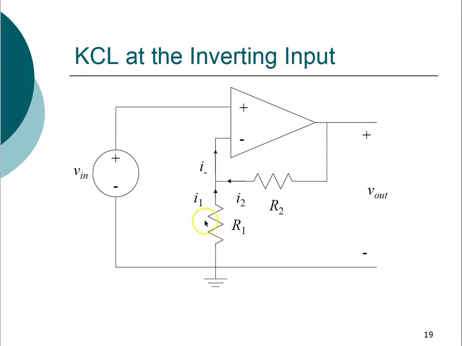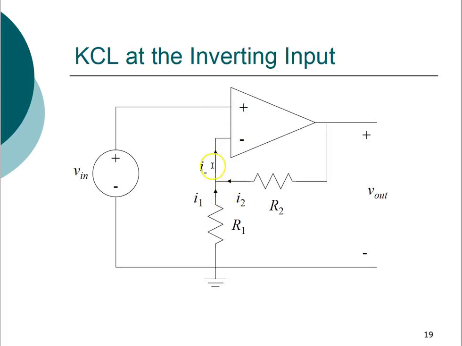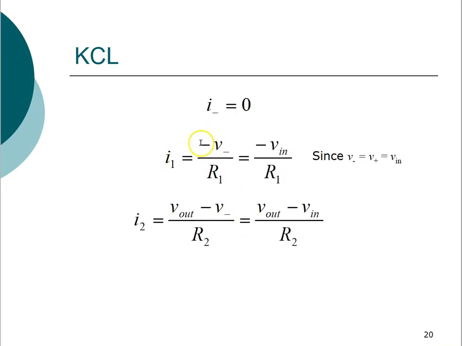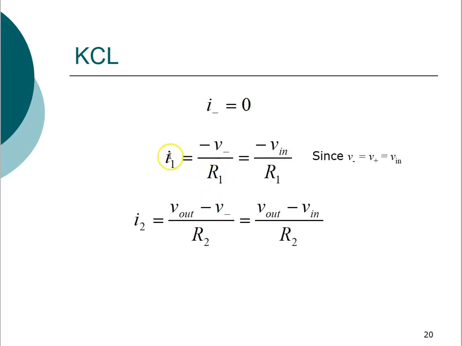So we will use this KCL equation next. So I dash or I negative is equal to 0. Why? Because we are considering the ideal op-amp properties, which means the input impedance is infinite. So that's why your I negative is going to be equal to 0. So this is 0, and then these have some values. So let's see. I1 is minus V dash upon R1.